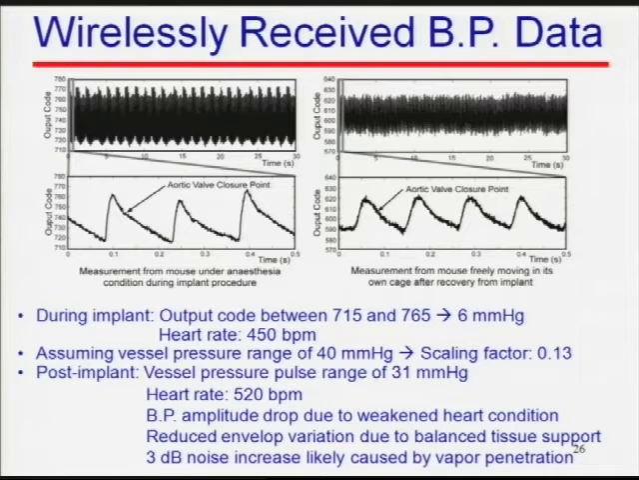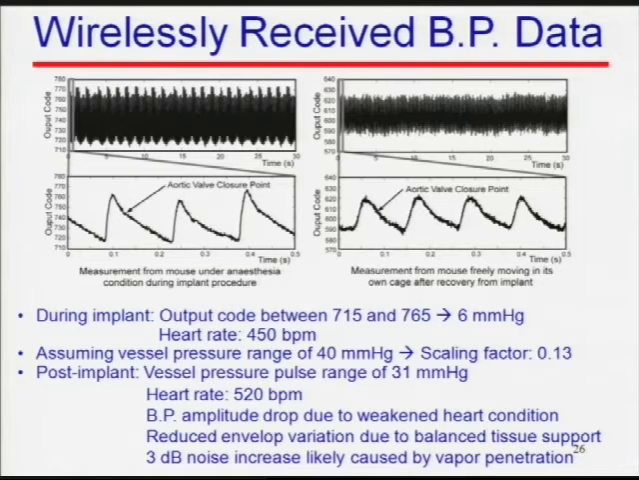Heartbeat goes up to about 520. So it tells us that the blood pressure amplitude dropped a little bit, likely due to the weakened heart condition. You also see that the amplitude variation is much reduced after the implant compared to during the implant. This can be caused by balanced tissue support, because when you do the implant, one side is open and underneath you have the tissue, but when you close up, you have the tissue on top and the bottom. So it's much less susceptible to the external muscle movement that causes this type of amplitude variation. And we do notice that the noise gets a little bit higher.